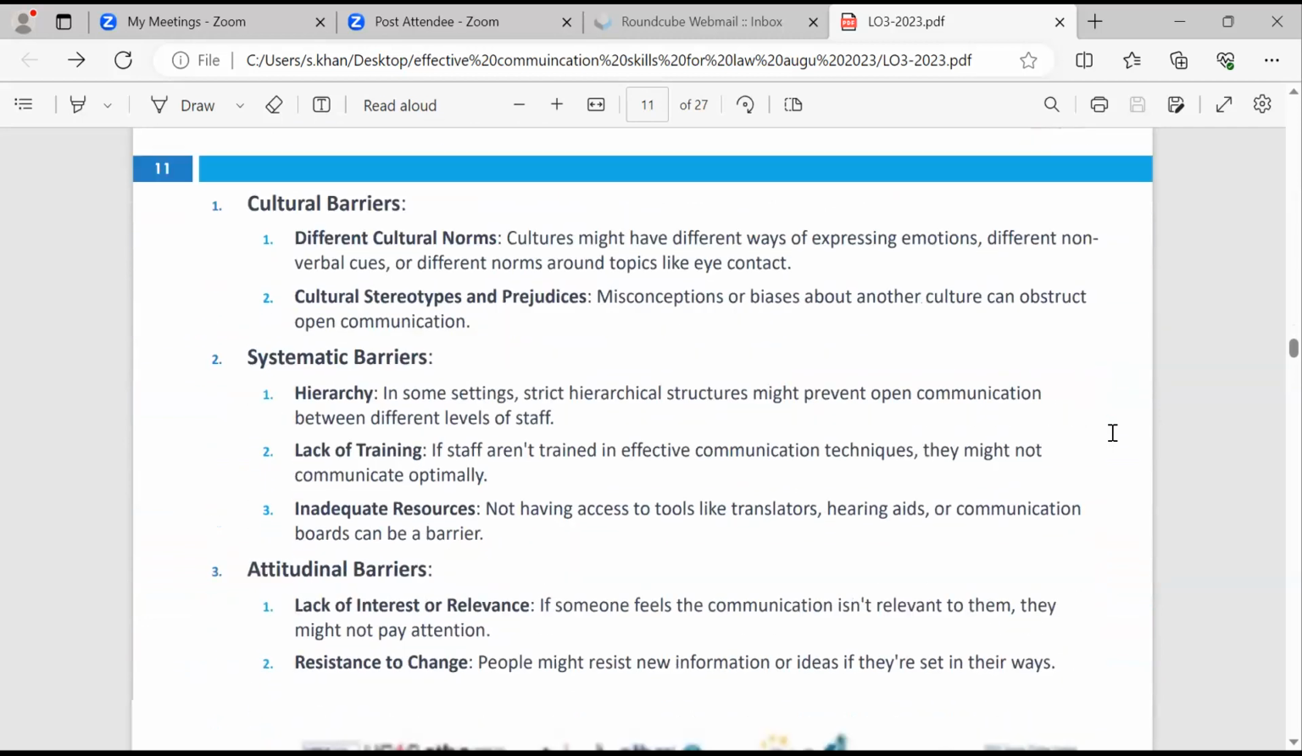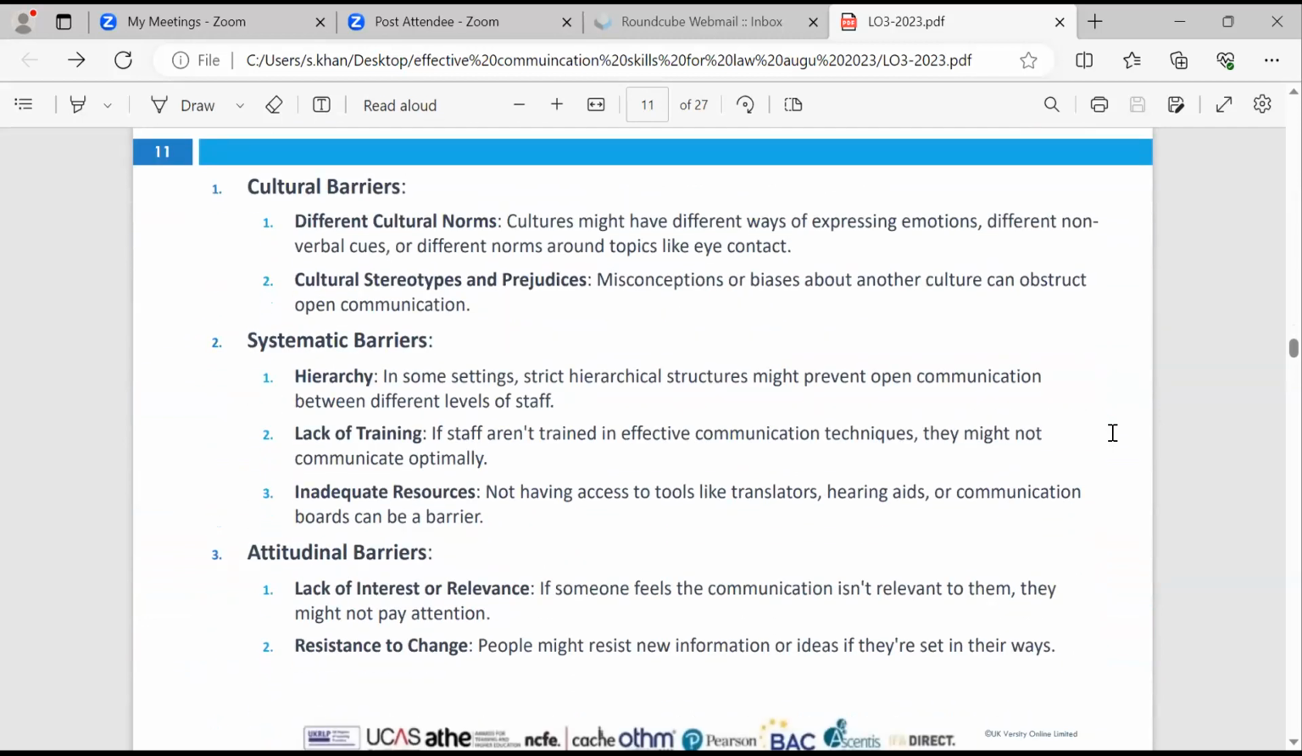Cultural barriers, so different cultural norms, like we talked about. Cultures may have different ways of expressing emotions, different non-verbal cues, or different norms around topics like eye contact. Cultural stereotypes and prejudice, misconceptions or biases about another culture, can obstruct open communication. Has anyone had issues in their profession where they've had issues with culture? Any sort of cultural barriers?